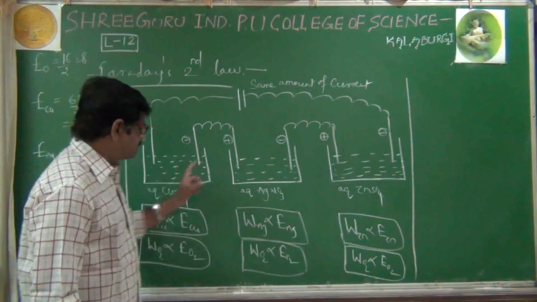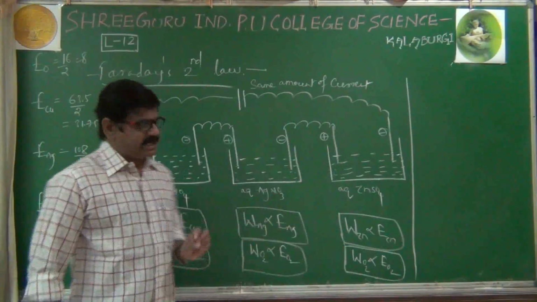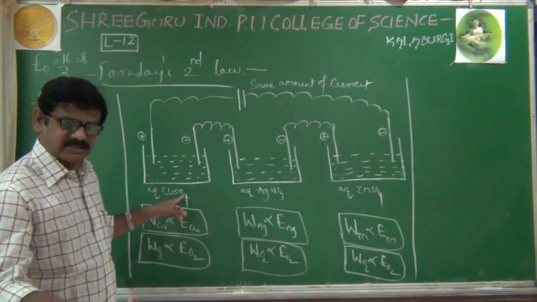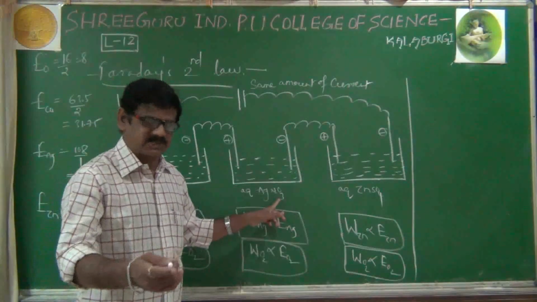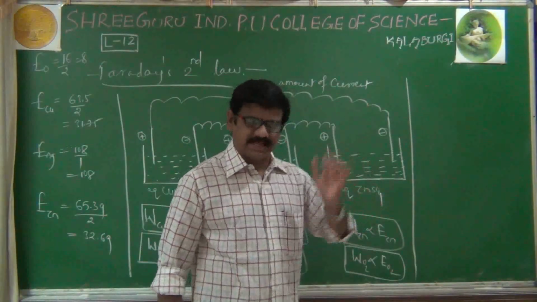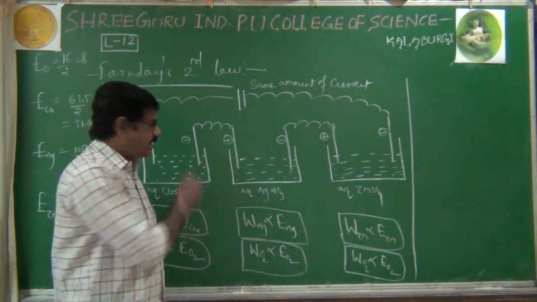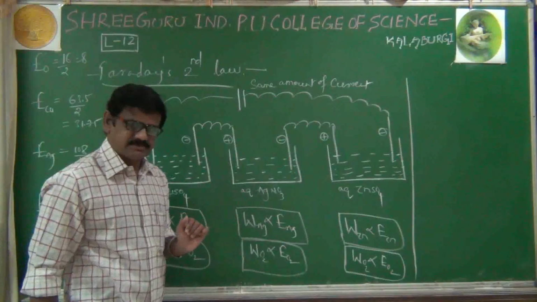Here I have taken three different electrolytic cells. In the first electrolytic cell I have taken aqueous copper sulfate as an electrolyte. In the second cell I have taken aqueous silver nitrate as an electrolyte. In the third cell I have taken aqueous zinc sulfate as an electrolyte. Now all three electrolytic cells are connected in series.